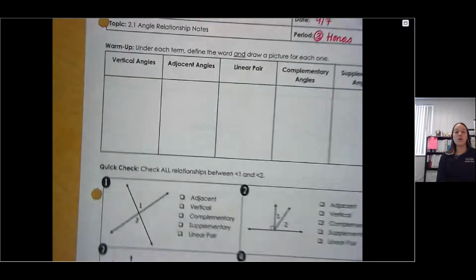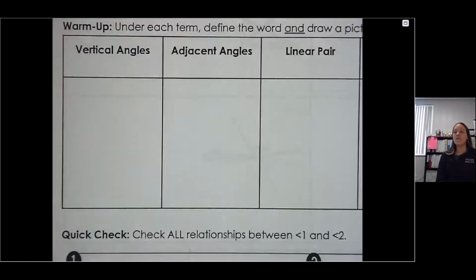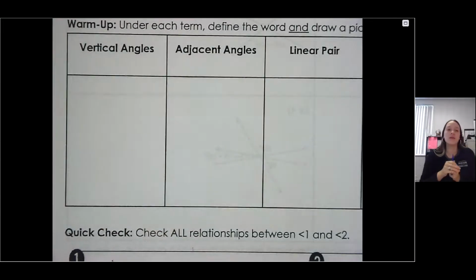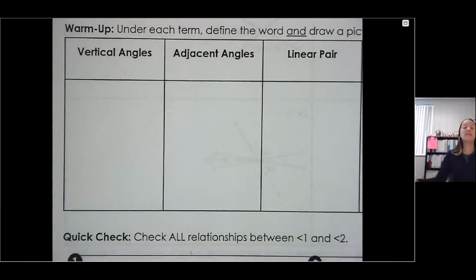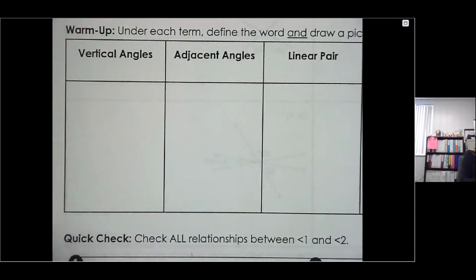And we have done all of these types before. So let's take a look at the first one, which is vertical angles. Can I have somebody raise your hand and tell me what are vertical angles? Lincoln, what do you think? Same size and shape. Okay, so they are congruent. So I'm just going to write congruent.